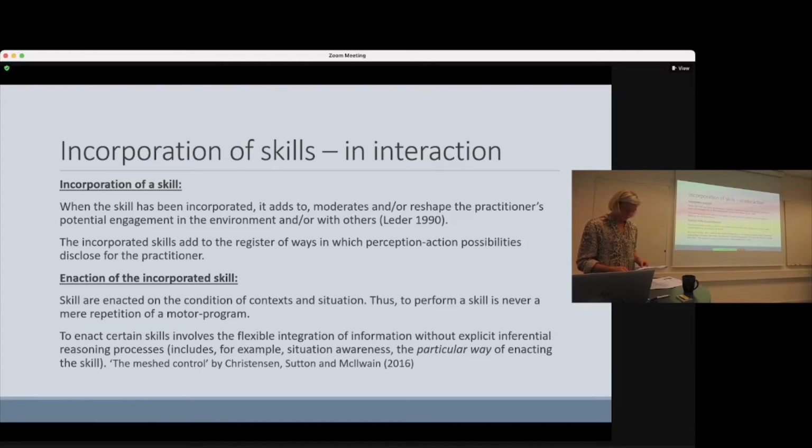As Leder exemplifies, after a subject has learned to swim, they will perceive the swimming pool as offering and potentially inviting for actions and activities which were not possible before the swimming skills had been incorporated. Phenomenologically described, the incorporated skills add to the register of ways in which perception and action possibilities disclose for the practitioner.